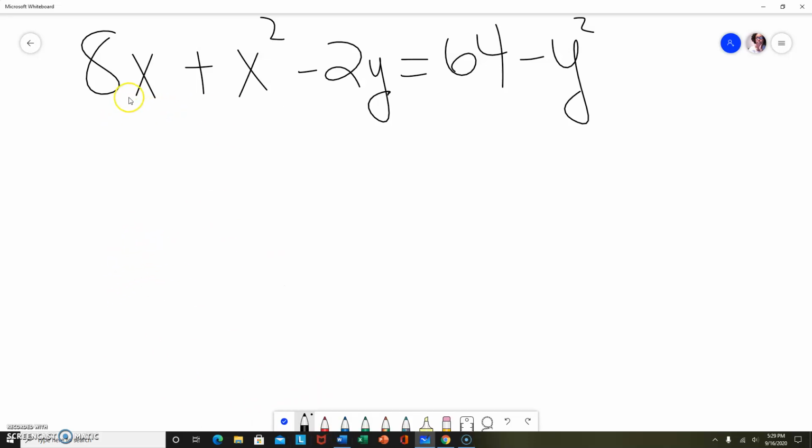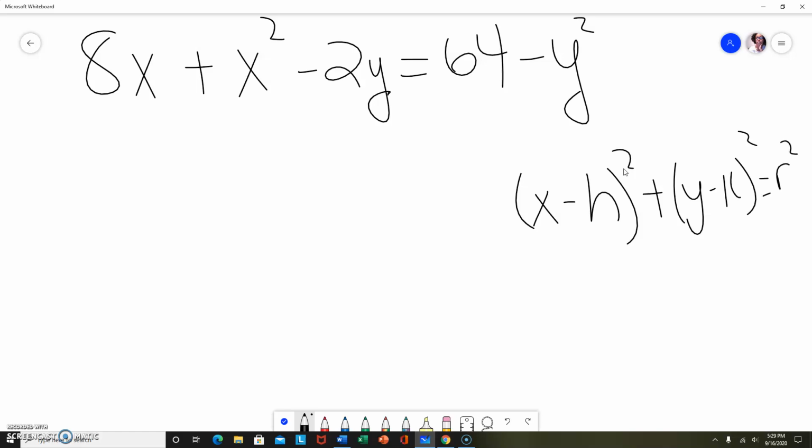So first we have 8x plus x squared minus 2y equals 64 minus y squared. Now, just for a reminder's sake, we will recall that standard form for a circle is (x minus h) squared plus (y minus k) squared equals r squared, where r is that constant number. So I want to make sure that my constant number stays on one side, and I take all of my other variables and place them on the other side, and I want my x's to be together and my y's to be together. Okay, so I know I said a lot, but hopefully we can follow along.